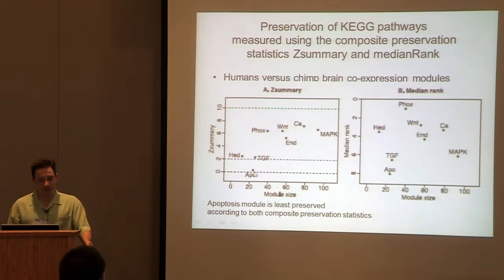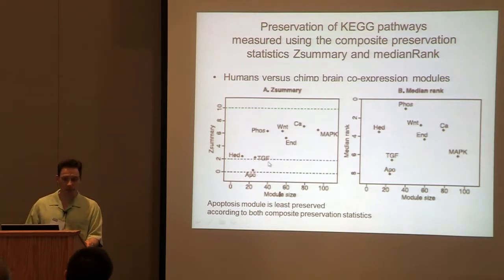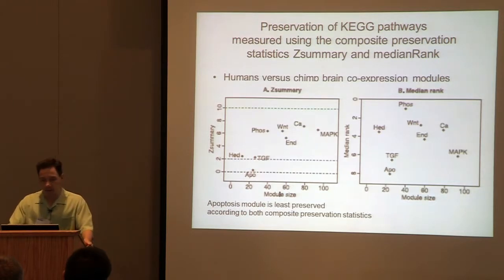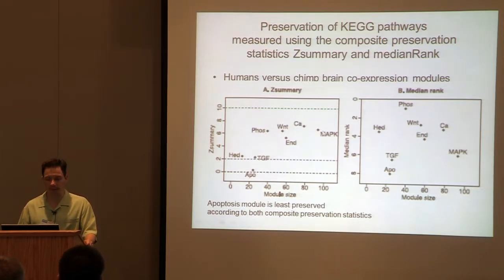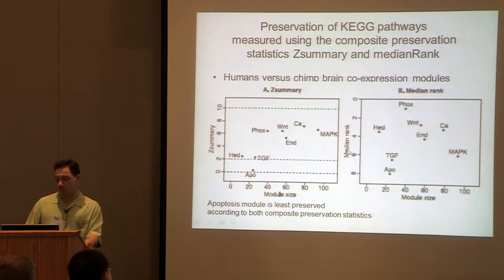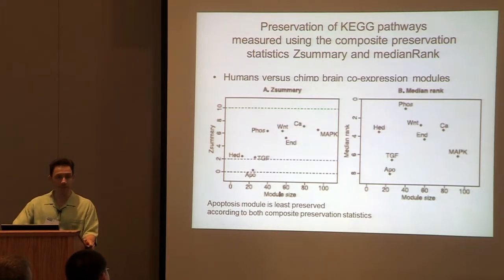Now, the one dot that is not preserved, do you notice the dashed line shows the significance threshold, and notice apoptosis genes are not preserved between humans and chimps. That's interesting. Now, the apoptosis module here contains very few genes, I want to say like 23 genes. And you could say, well, maybe this is an artifact of my using the Z summary statistic. So therefore, we now go to the median rank statistic. And what we find is that the apoptosis module was the least preserved module. It has the highest rank.